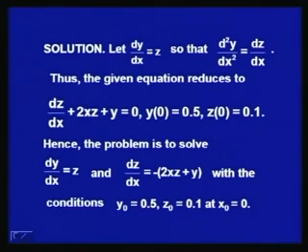So, let us now discuss the solution of this problem. Let us take dy by dx equal to z, so that d square y over dx square is equal to dz by dx, and thus the given equation reduces to dz by dx plus 2 x z plus y equal to 0, where y at x equal to 0 is 0.5 and z at x equal to 0 is equal to 0.1. Thus we have the problem to solve dy by dx equal to z and dz by dx equal to minus of 2 x z plus y, with the initial conditions y naught equal to 0.5, z naught equal to 0.1 at x naught equal to 0.